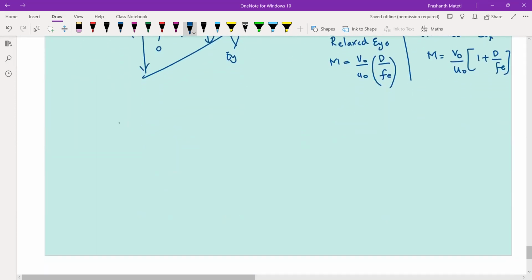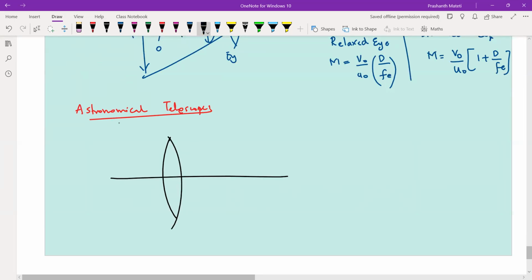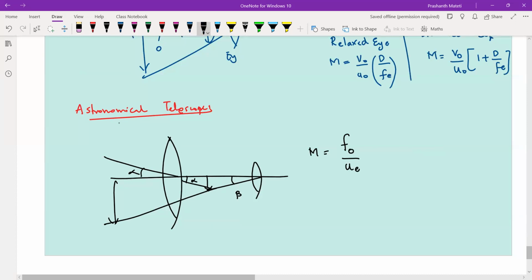And last we have seen the astronomical telescope. In an astronomical telescope also, how many lenses do we have? We have 2 lenses. The objective lens is big and the eyepiece is small. The rays come and fall, first the image is formed at the focus, and then it forms a bigger virtual image. This is alpha, and this is beta. The magnification comes out to be FO by UE.